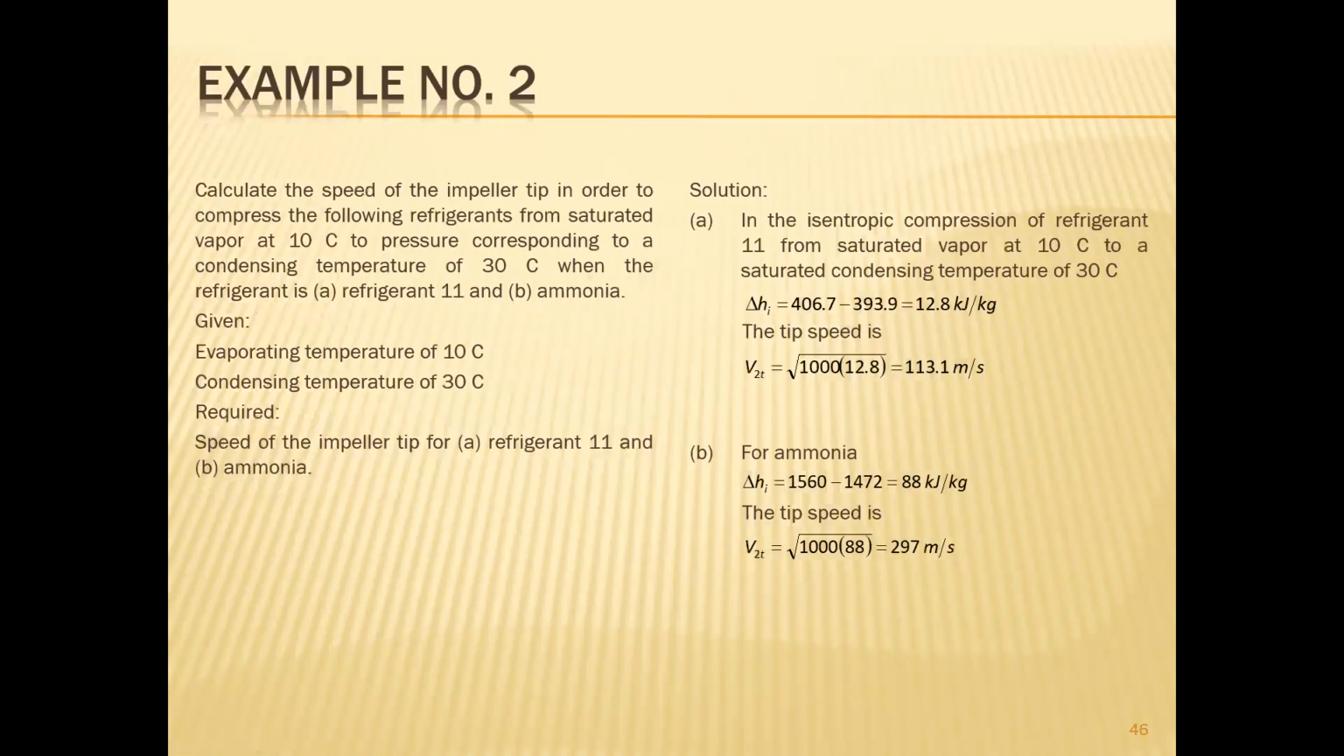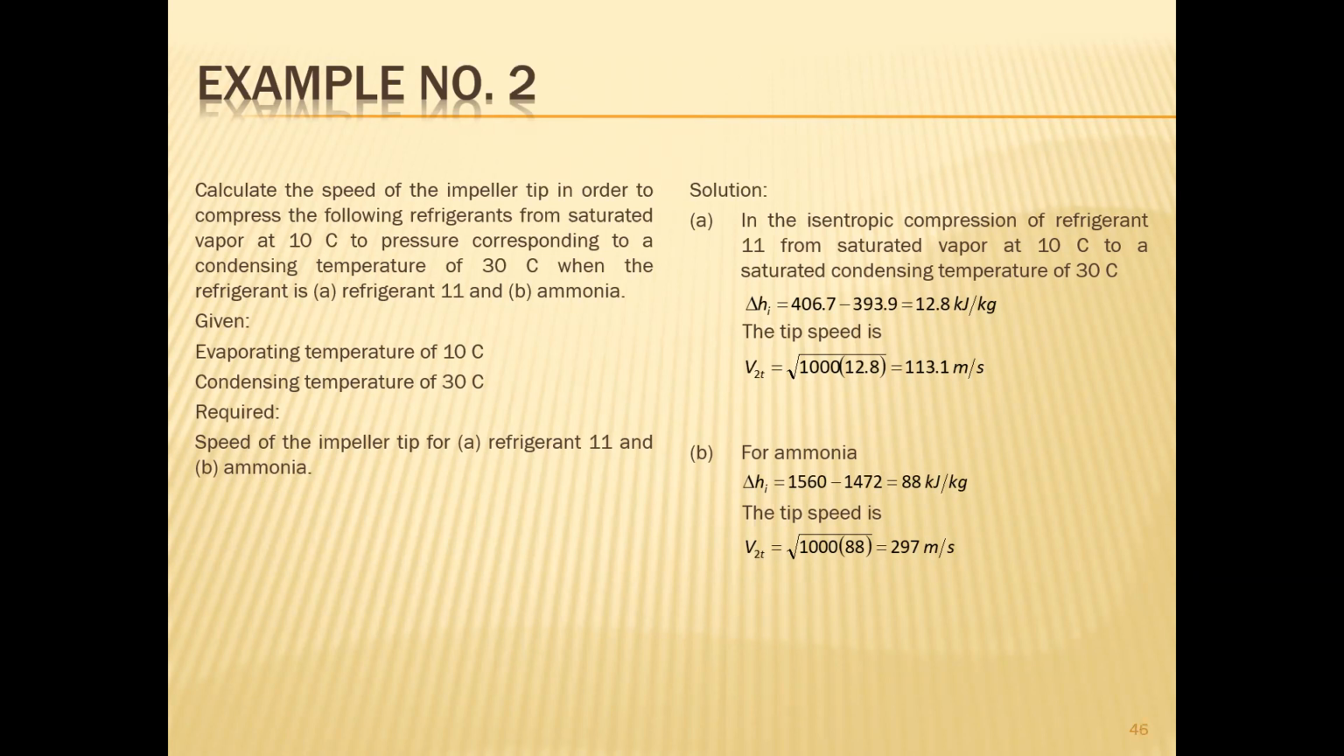So, next, sample 2. Calculate the speed of the impeller tip in order to compress the following refrigerant from saturated vapor at 10C to a pressure corresponding to a saturation temperature of 30C when the refrigerant is A, refrigerant 11, and B, ammonia. So this example, yung sa topic na itong tip speed, kung gusto mo na mag-design ng blade, makuha mo yung velocity, makuha mo yung mga iba pang parameters noon, may mga table naman yung mga thickness ng blade, impeller, ganyan. So, ito yung purpose nito.